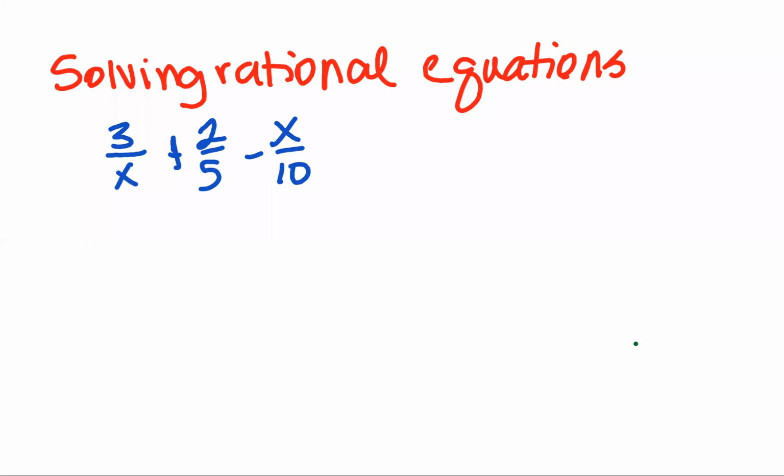All right, today we're going to be working on rational equations. So we're going to do 3 over x plus 2 over 5 is equal to x over 10.